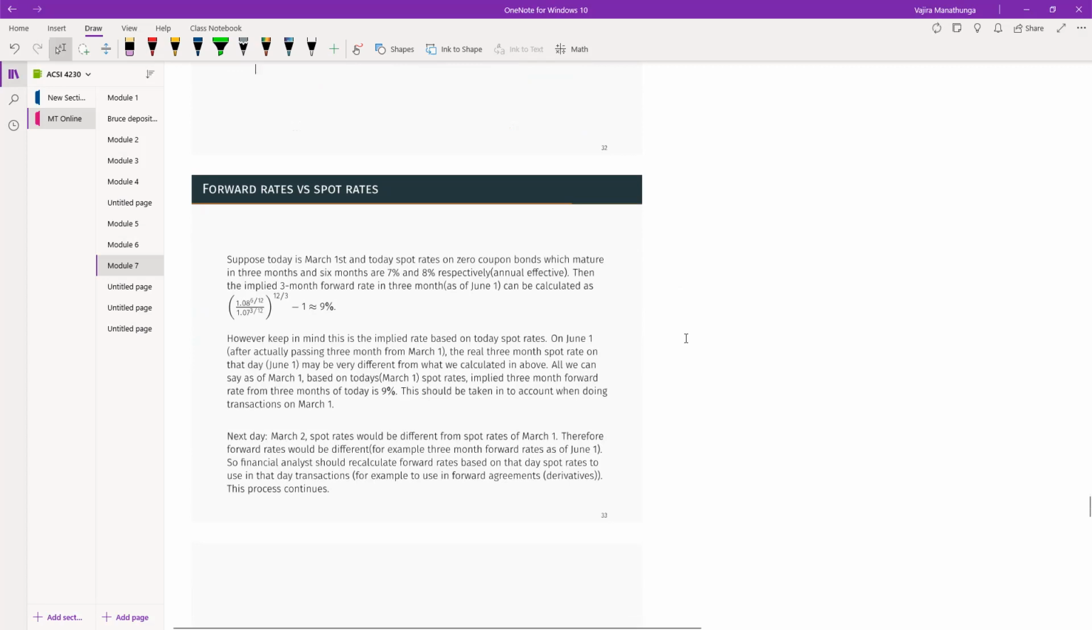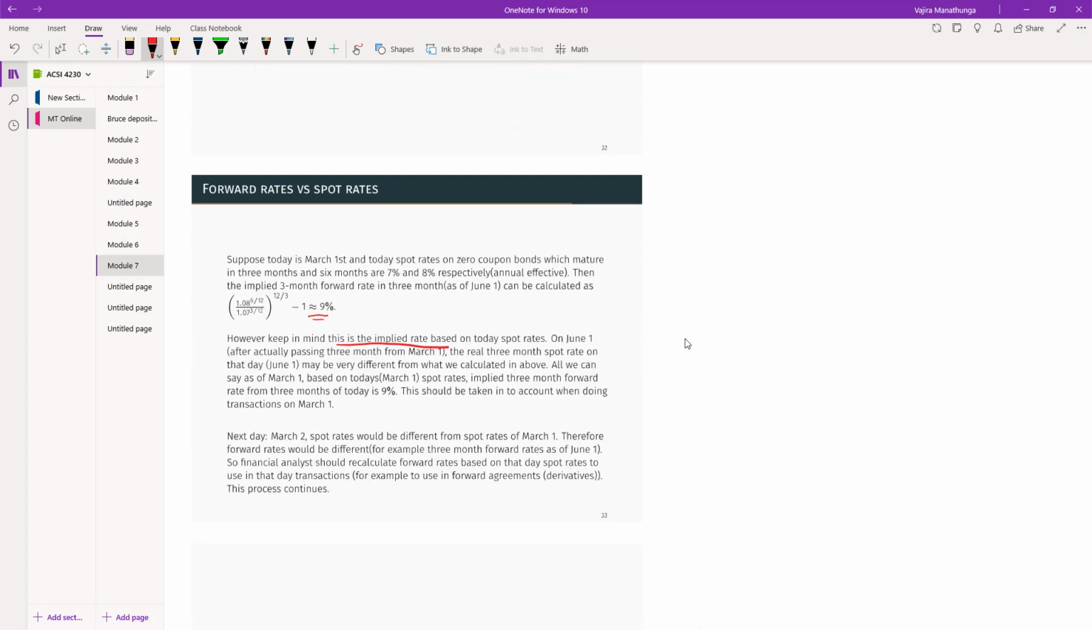So here is a more detailed explanation. Suppose today is March 1st and today's spot rates on zero coupon bonds which mature in 3 months and 6 months are 7% and 8%. Then the implied 3-month forward rate in 3 months can be calculated using this one.